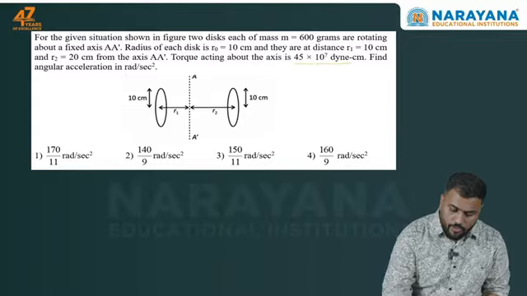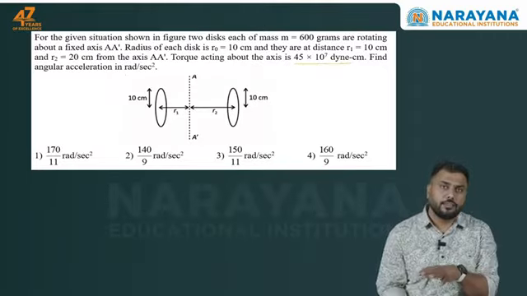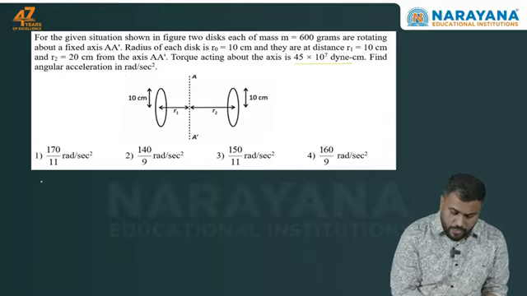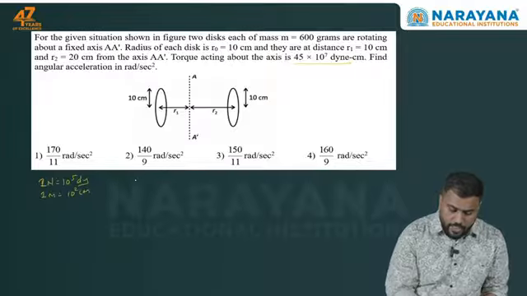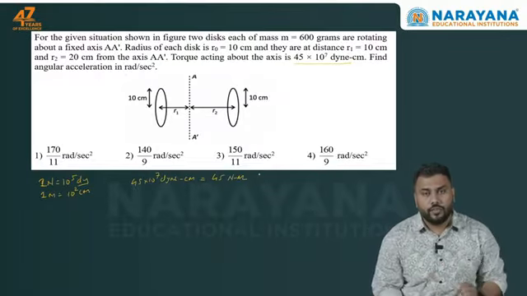See, the torque given in the question is in dyne centimeter. So I am going to first convert this dyne centimeter to Newton meter. As I know that 1 Newton is 10 power 5 dyne and 1 meter is 10 power 2 centimeter, that means this 45 into 10 power 7 dyne centimeter is nothing but 45 Newton meter of torque. So I know the torque value in SI units.